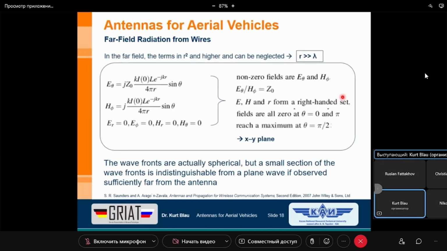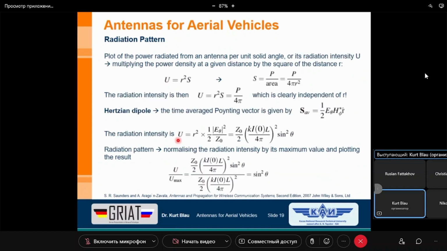Okay, this is more or less explained now. And again, if we measure or look at our antenna at a distance much larger than our wavelengths, then we can apply these simple formulas, and we can see we have in principle only two field components which are perpendicular to each other.